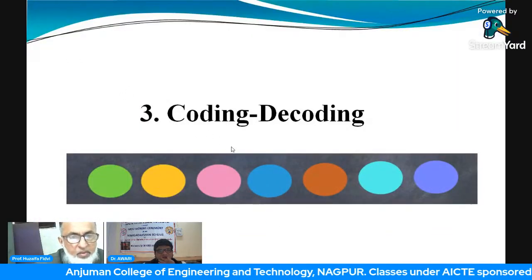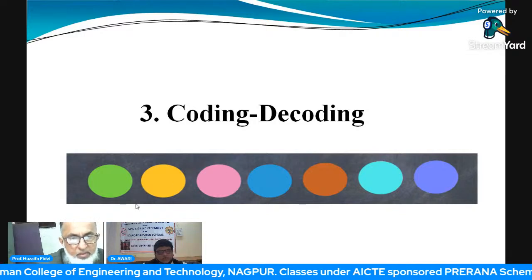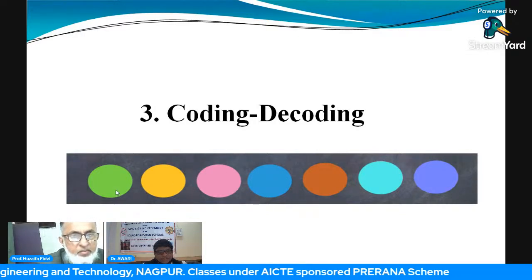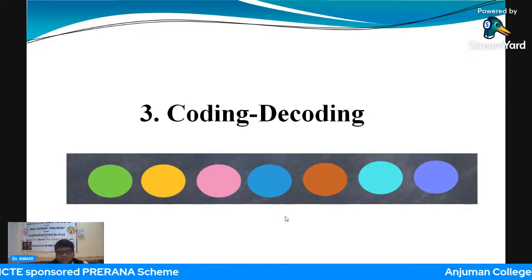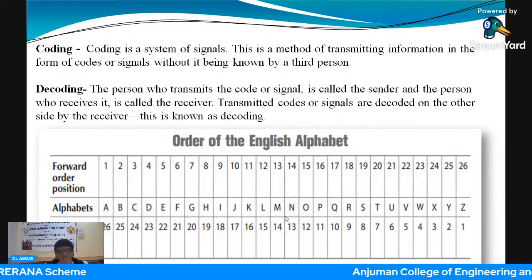Perfectly going, sir. Decoding. So in coding and decoding, you can see that several colors are being shown. And our questions now are based on coding and decoding.